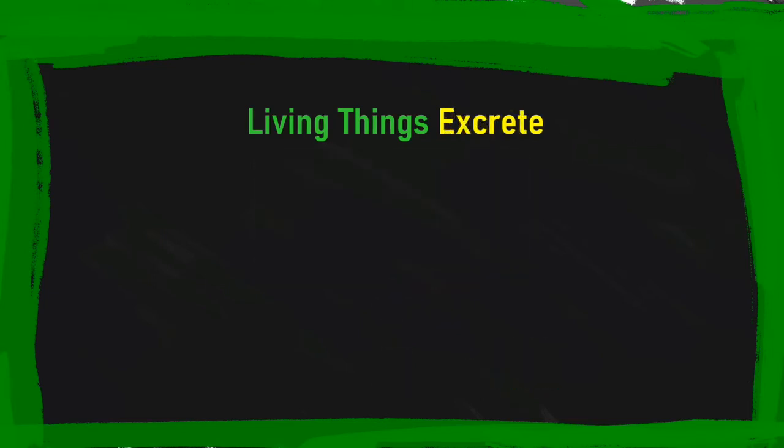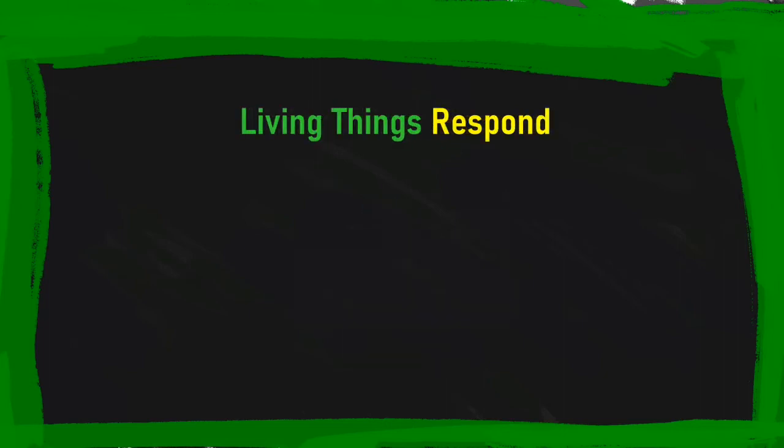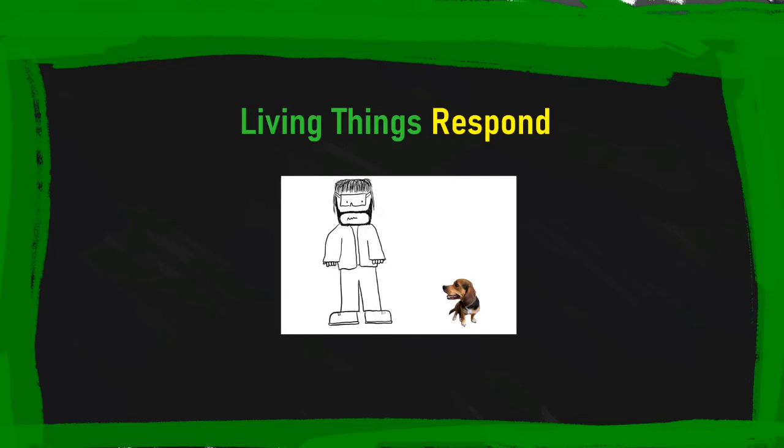Living things excrete. This means that they can get rid of waste materials, like carbon dioxide, salts, and water. Living things respond. That is, if something changes nearby, living things can react to it, by moving or by changing in some way.